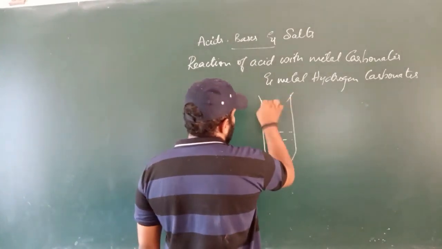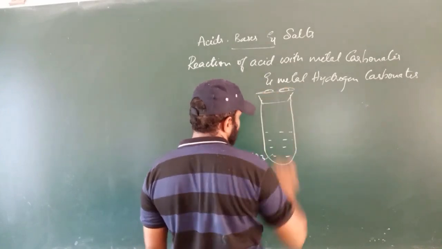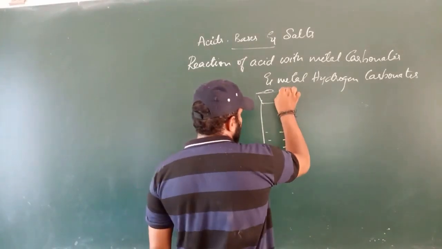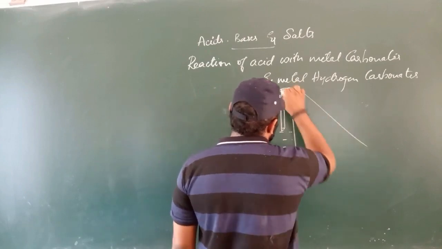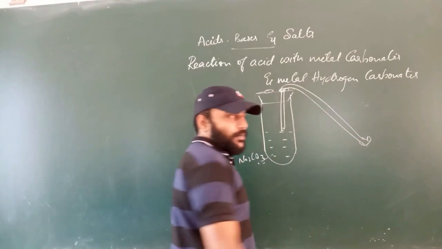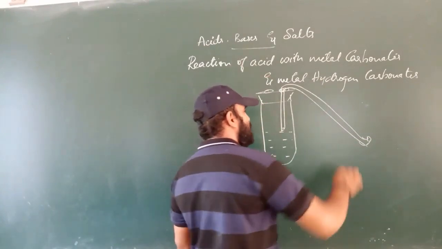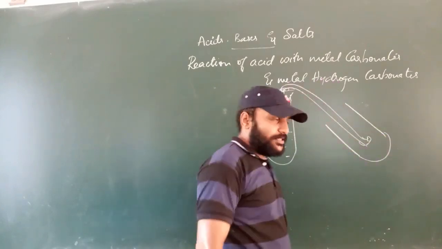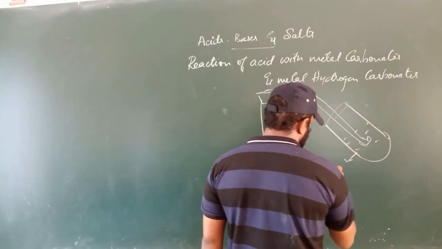Now what I will do? I will close the test tube with a two-hole rubber cork. Same thing here. To one hole, I will place one end of the delivery tube into the test tube. Now the other end of the delivery tube I will place into another test tube, which contains lime water.